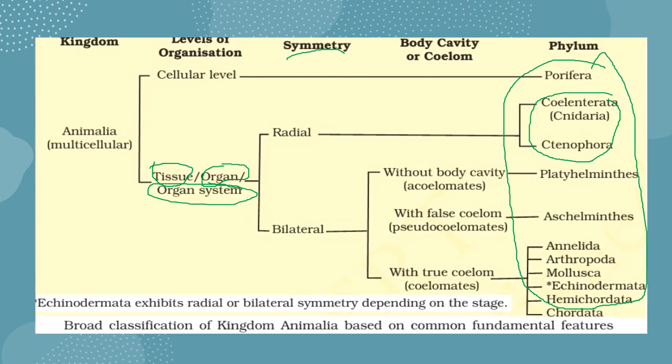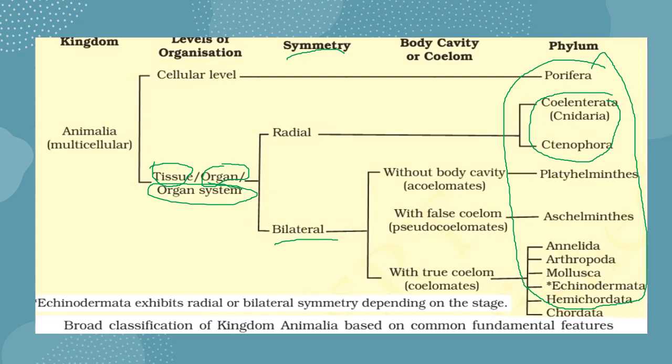So just remember that the second criterion in the classification of kingdom Animalia is symmetry. If an organism does not have any particular shape, it is considered asymmetric, which consists of phylum Protozoa. If there is symmetry, it will be either radial or bilateral symmetry. Now what is radial or bilateral symmetry? First let us talk about bilateral.